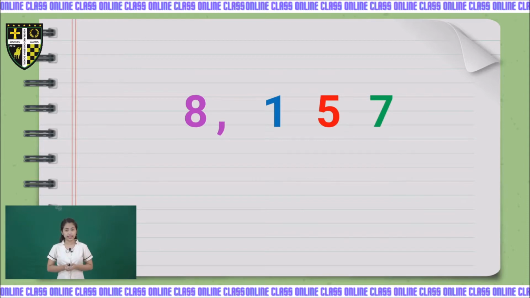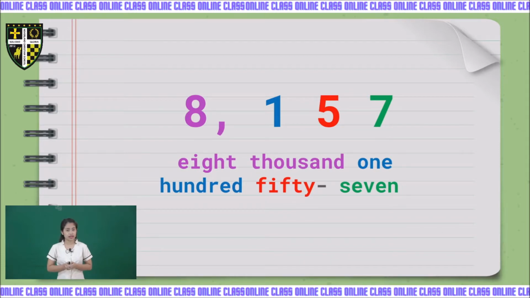So the last example is 4 digits again. We have the digit 8, digit 1, digit 5, and digit 7, and we can read it as 8,157. If we write it in numbers, we simply write 8, comma, 1, 5, and 7. We can also write it in words by spelling the 8,000, next is 100, then 50, then 7. So those are some examples of how to write numbers.